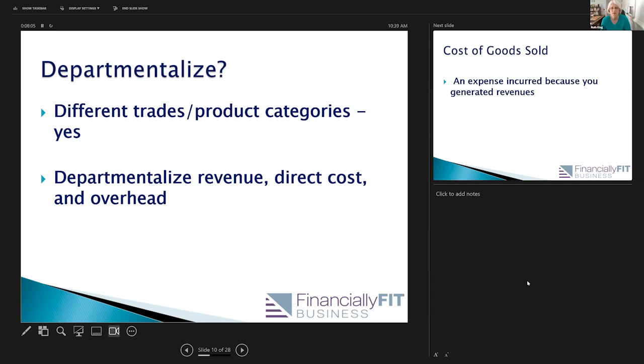So if you can't departmentalize everything, departmentalize nothing. So you need to departmentalize revenue, which is the easy part, direct cost, which is a little bit more difficult, and overhead. So if you're going to departmentalize, departmentalize. If you're not going to do it, don't do it, right? So that's my rule about departmentalization.